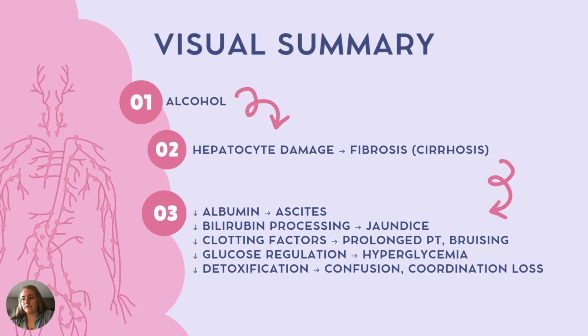And here's a little visual summary of her symptoms. First is the alcohol, which leads to the hepatocyte damage, which then leads to fibrosis and cirrhosis. Third is the decrease in albumin, which leads to the ascites. Decrease of bilirubin processing leads to jaundice. Decrease of clotting factors leads to prolonged PT and bruising. Decrease of glucose regulation leads to hyperglycemia. And then decrease of detoxification leads to hepatic encephalopathy.